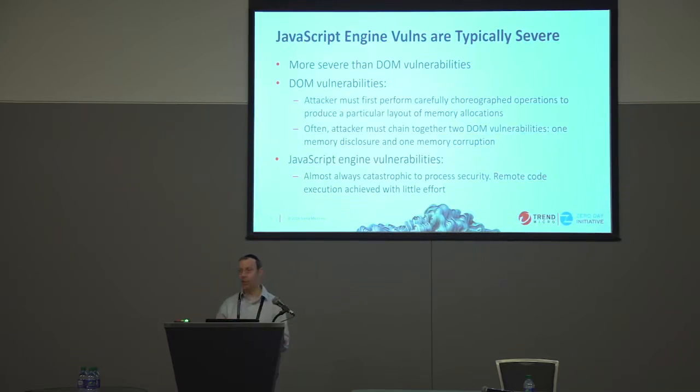In contrast, a JavaScript engine vulnerability is always catastrophic to process security. Exploiting a JavaScript vulnerability immediately gives an attacker everything they need to execute arbitrary code within the browser process, although modern process-wide mitigations can still throw a few speed bumps in the way.